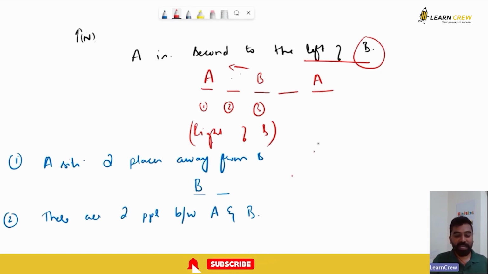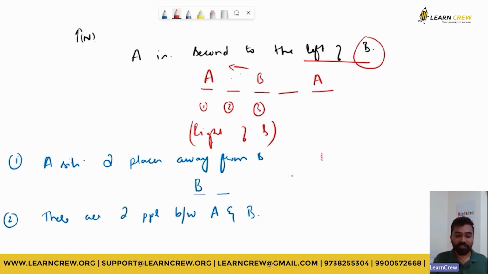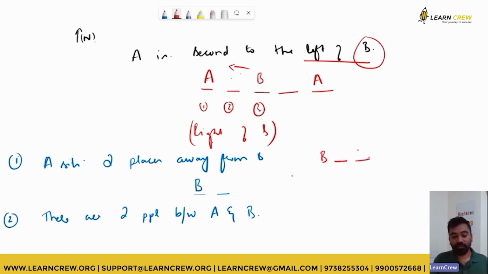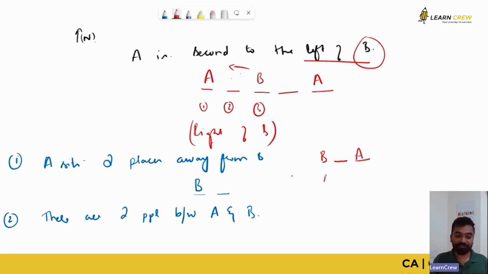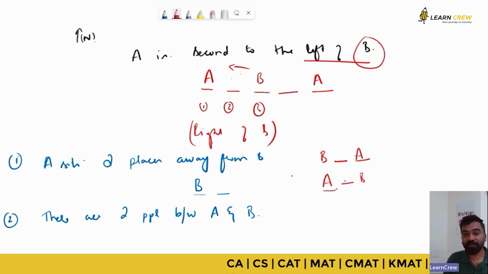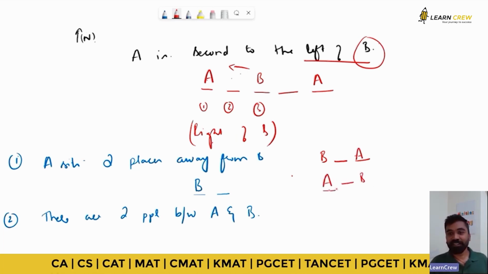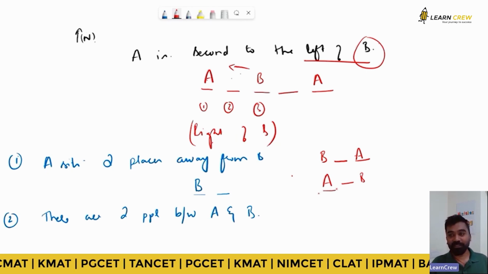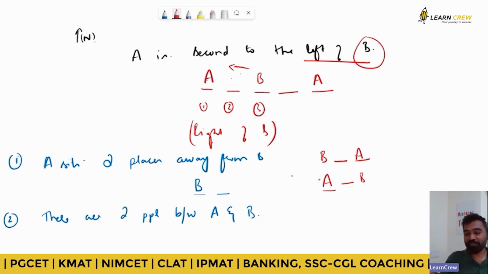Whenever it is coming in the sense of place, 2 places, 1 place, or something like this, it can be 2 scenarios, since I have not mentioned which is left and which is right. So it can either be B, 1 place, 2 place, or 1 place, 2 place, B. This is called place shifting, where A is 2 places away from B, or B is 2 places away from A, whatever you want.